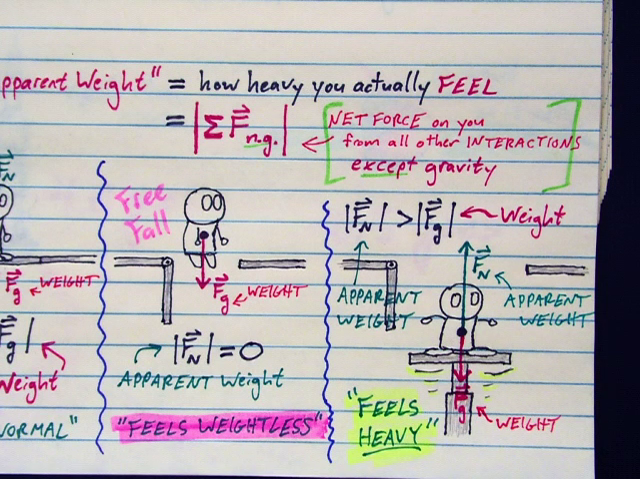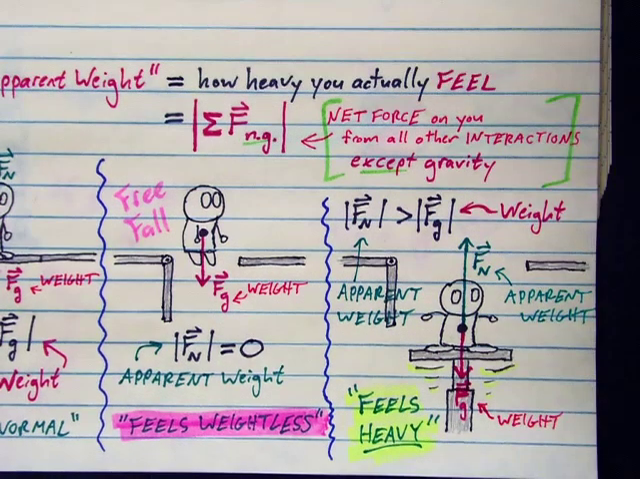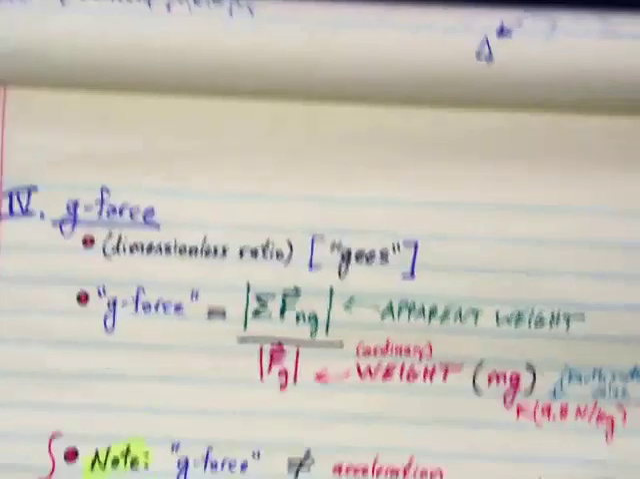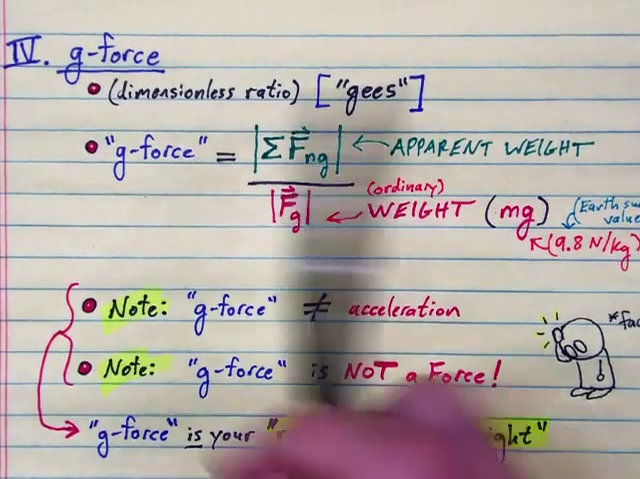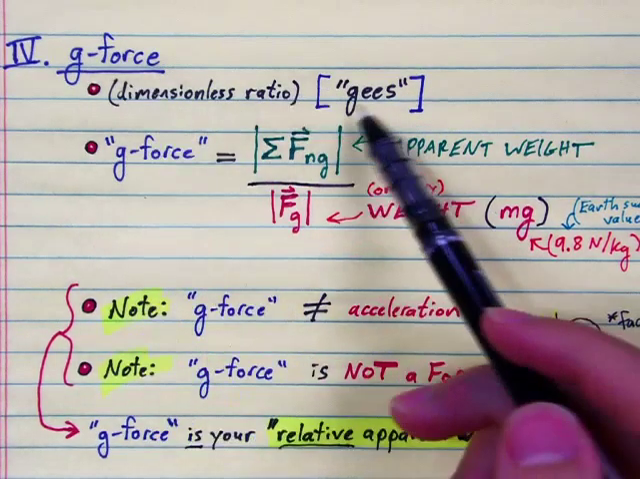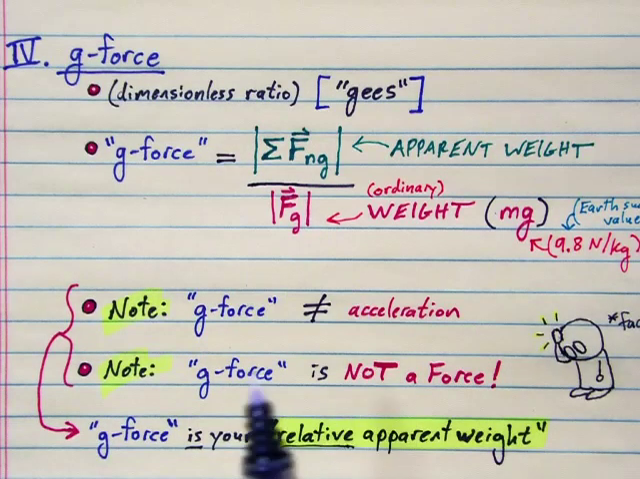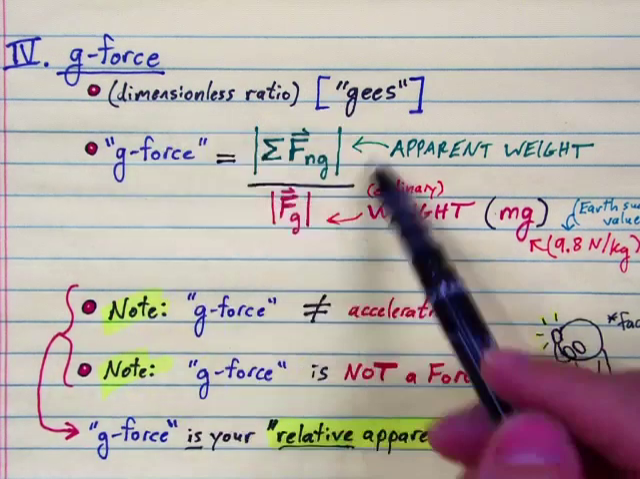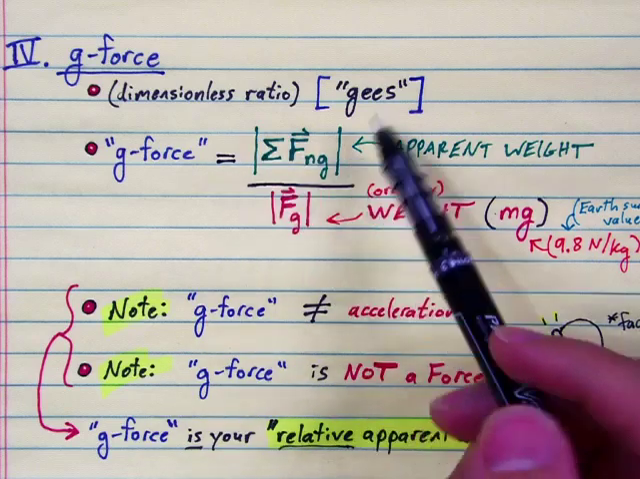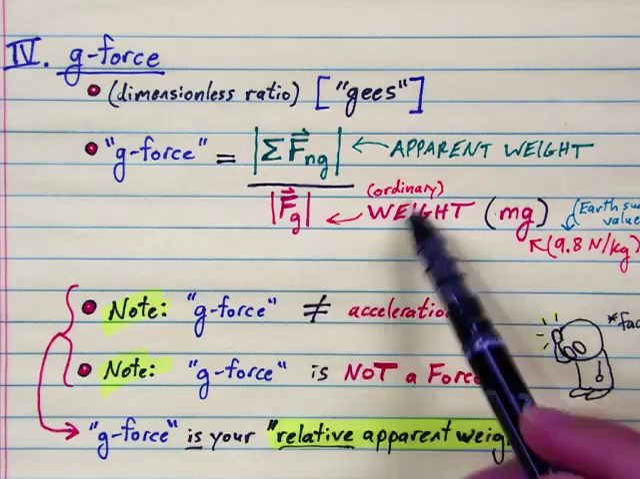Apparent weight is often expressed as g-force. That brings us to number 4, g-force. G-force is a dimensionless ratio, so it doesn't have a unit. We just measure it in g's. And if your apparent weight is equal to your ordinary weight, you feel normal and are said to be experiencing 1 g. To convert your apparent weight to g's, just divide your apparent weight, the net non-gravitational force, that magnitude, by your ordinary weight on the surface of the Earth.